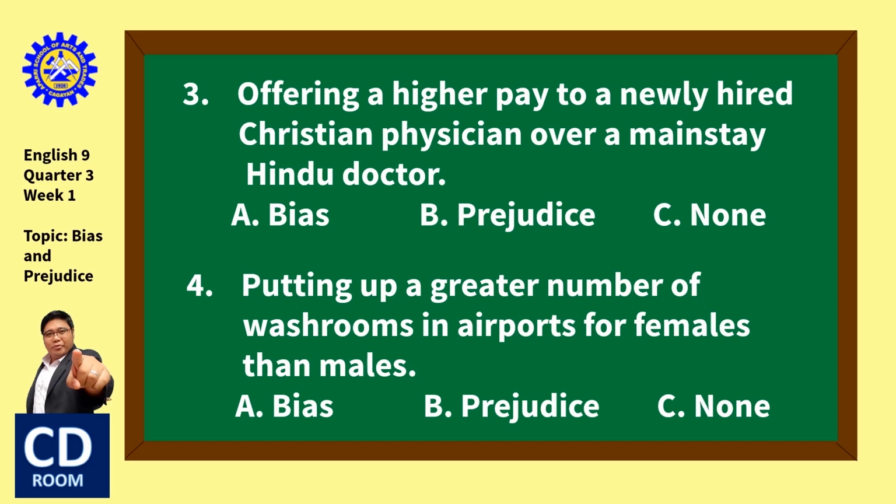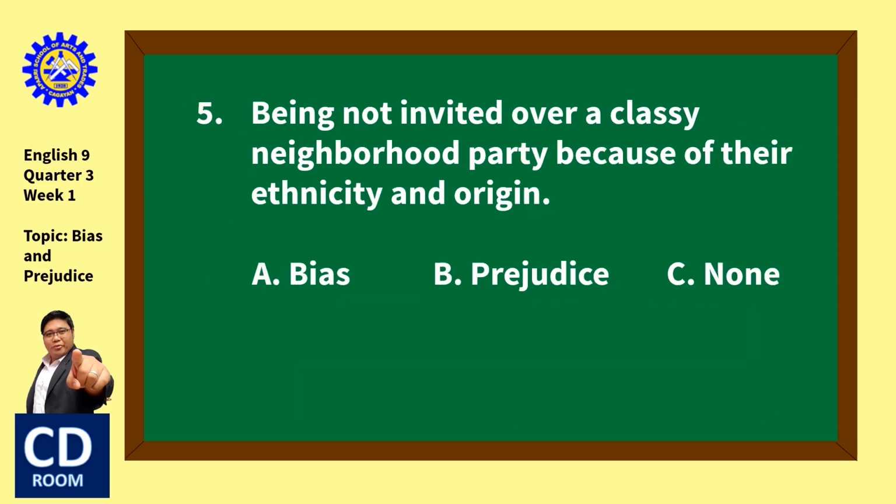Number 4. Putting up a greater number of washrooms in airports for females than males. Is it A. Bias, B. Prejudice, C. None? Number 5. Being not invited over a classy neighborhood party because of their ethnicity and origin. Is it A. Bias, B. Prejudice, C. None?